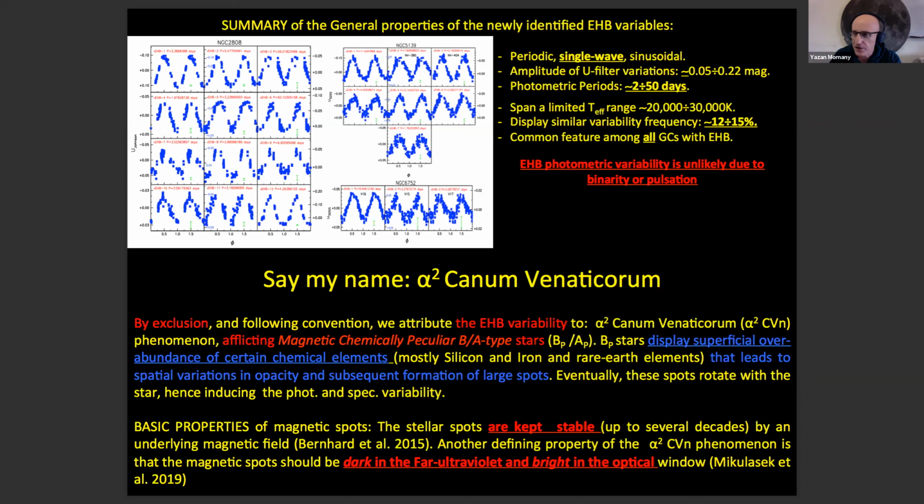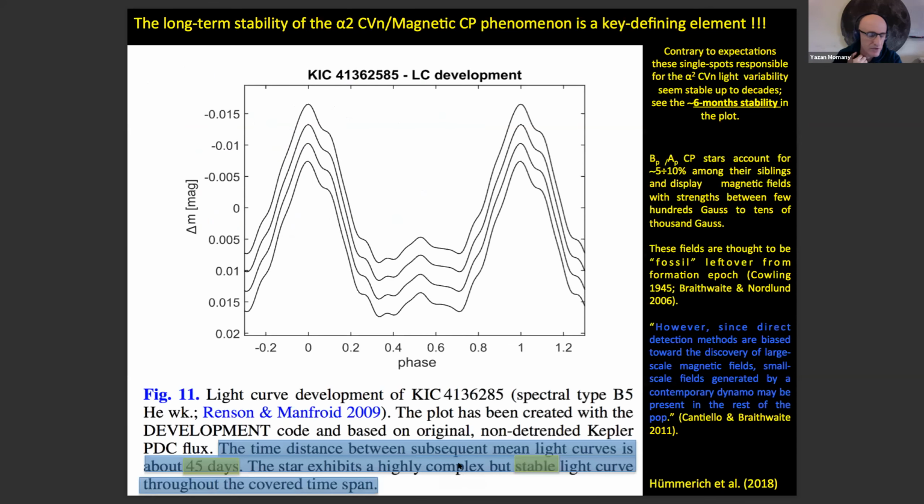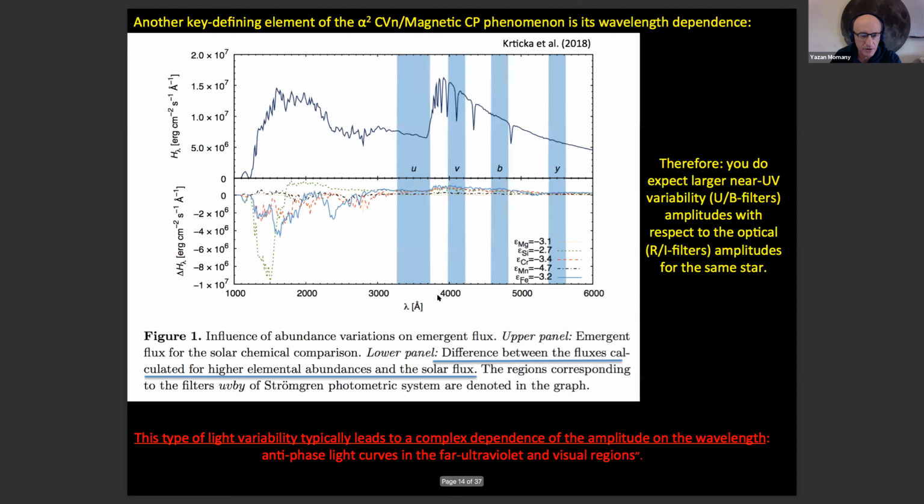Now, there are 2 fundamental properties if you expect to detect stellar spots in chemically peculiar B and A type stars. One is that they are kept stable, which is unlike what you would expect for the solar spots, which last a few months, whereas for alpha-2 CVns you expect them to be stable on the order of decades. And second, you expect also to detect some kind of a wavelength dependence of these stars. Now, I have to skip because I'm taking so much time.